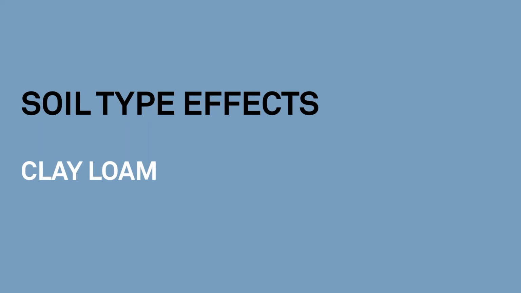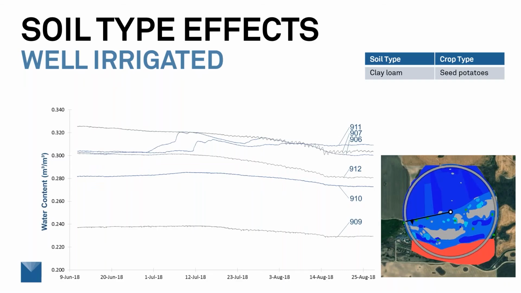Now let's shift our attention to a different soil type. What happens when the soil is not a loamy sand, but now a pretty fine textured soil, a clay loam? This is a clay loam, as I mentioned, that's growing seed potatoes in southern Idaho. This is a field here from a satellite view. It's almost 700 meters in diameter.